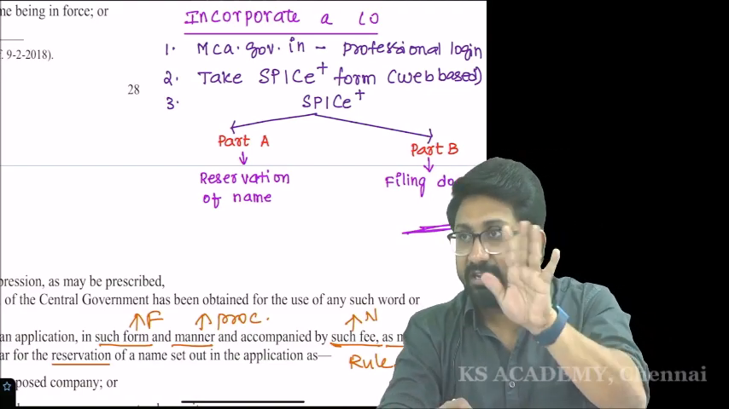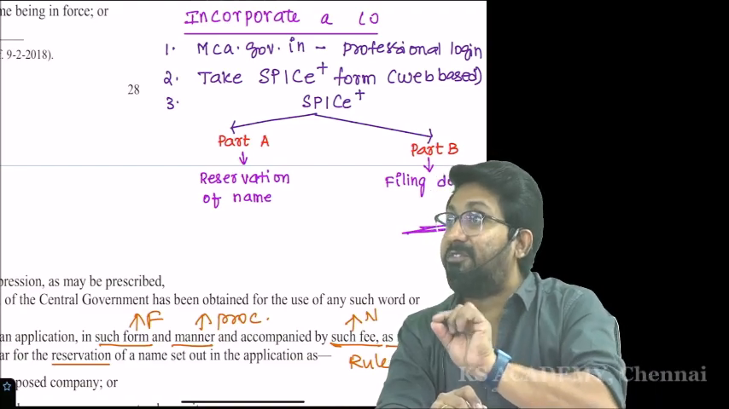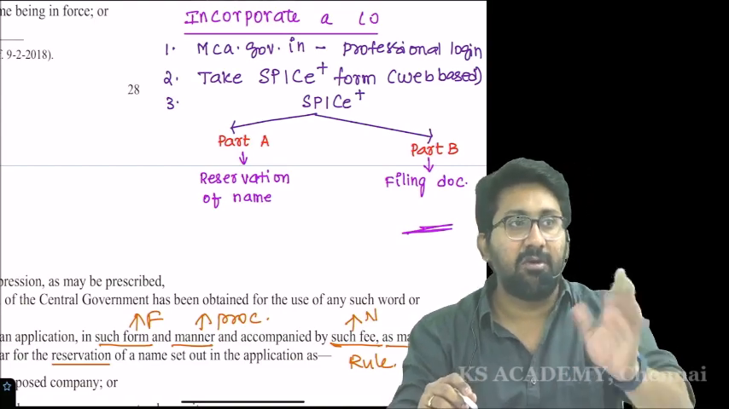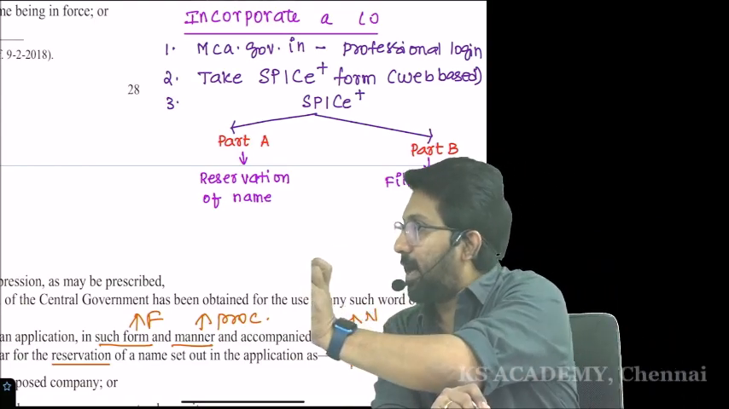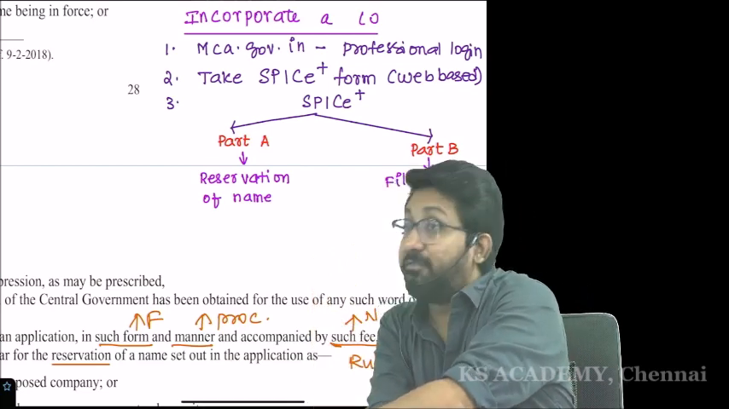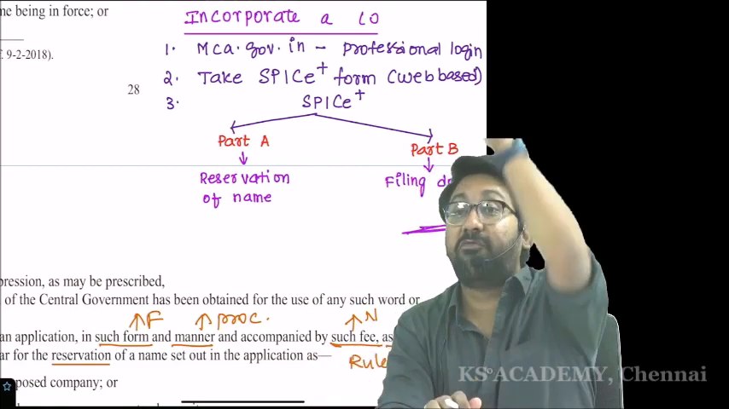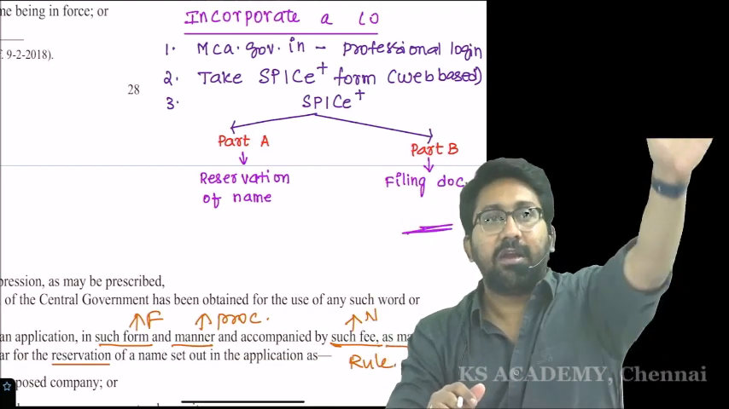What did they say, do you know? A name once reserved will be valid for 15 days. Indefinitely you can't hold the name. You paid 1000 rupees fee. You reserved a name in Part A, and that will be valid only for 15 days. In 15 days you should start filling Part B. If you don't fill it, the reserved name will expire.